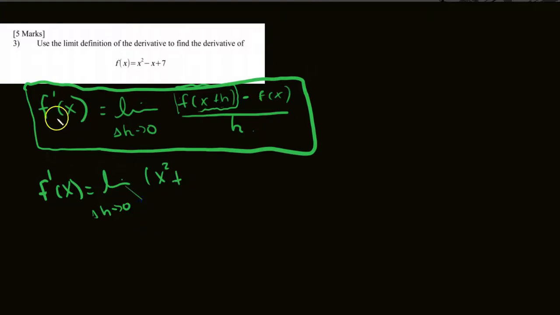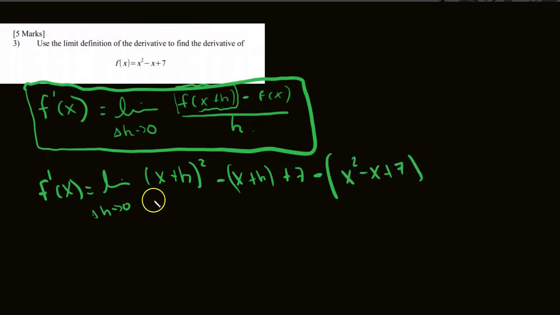No, that's actually wrong. You add the h to the x and then you square everything. Don't make that mistake. Minus x plus h, bracket that up, plus 7. And then you take all that and you subtract the original function itself, all over h.